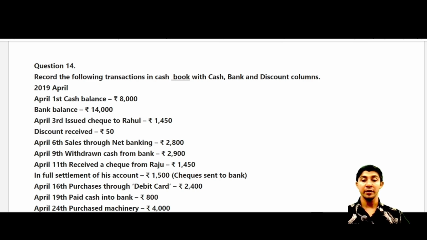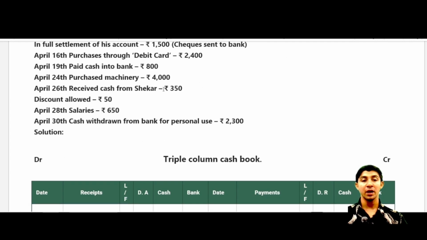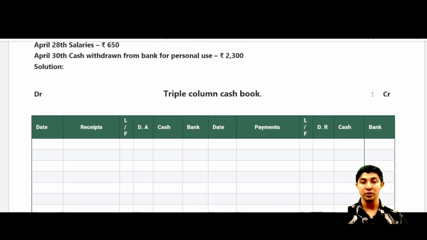Cash Book, Intermediate First Year Accountancy. Now let us move towards our problem. Record the following transaction in the books with cash, bank and discount column. So we need to record the transactions in the cash book. This is triple column cash book. So immediately after reading this, we'll draw the format of triple column cash book.